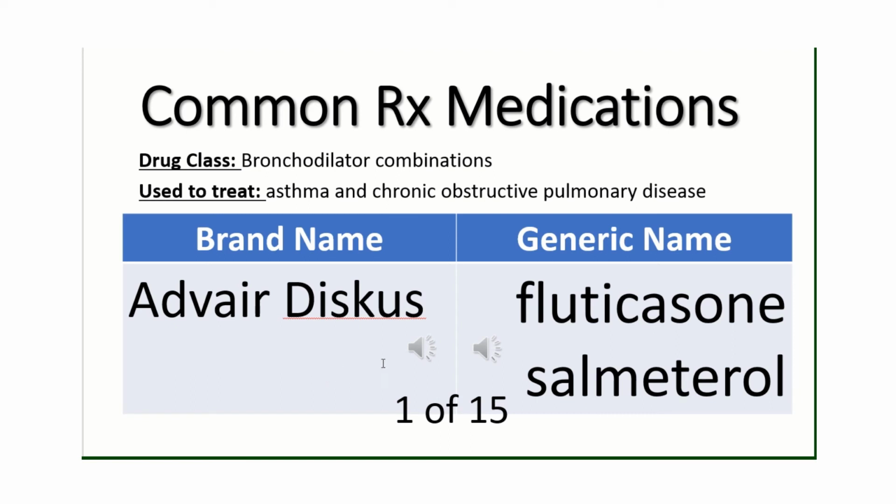The generic name for Advair Diskus is fluticasone salmeterol. Advair Diskus and fluticasone salmeterol are bronchodilators. They're used to treat asthma and chronic obstructive pulmonary disease.